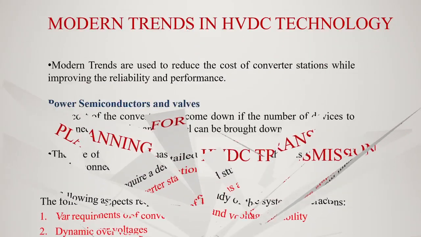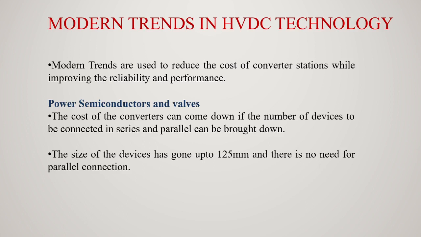Now let us see the modern trends in HVDC technology. The continuing technological development in the areas of power semiconductor devices, digital electronics, adaptive control, and DC protection equipment has increased the pace of application of DC transmission. The major contribution of these developments is to reduce the cost of converter stations while improving reliability and performance.